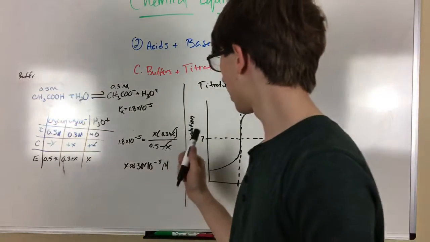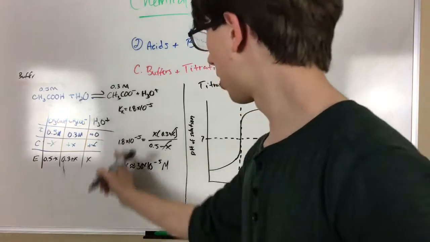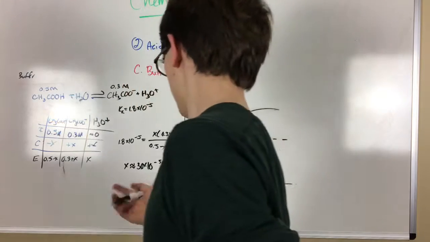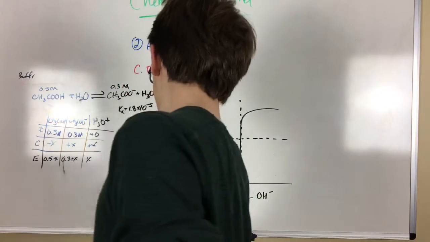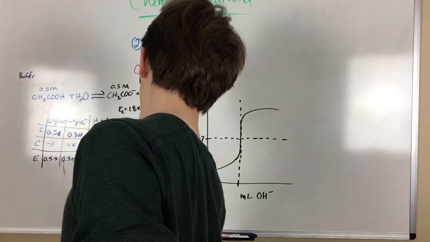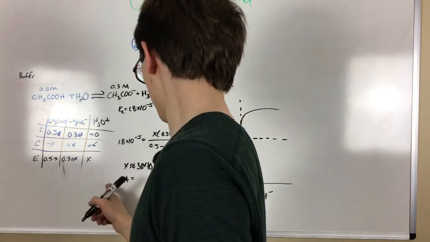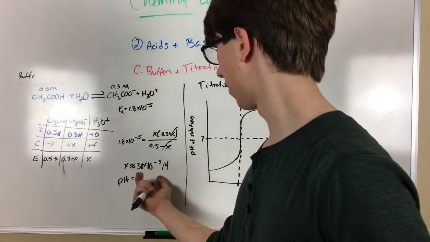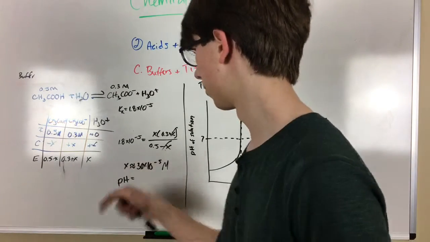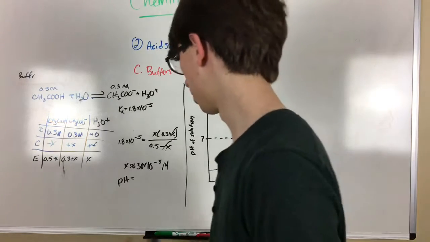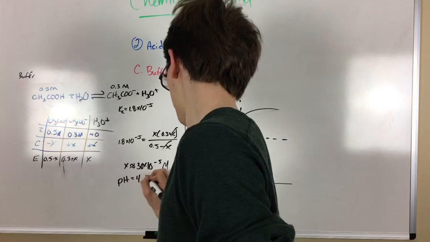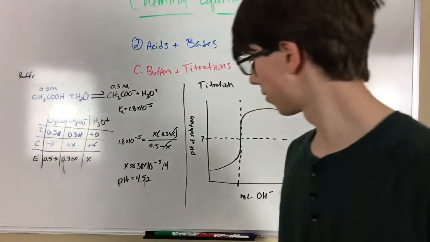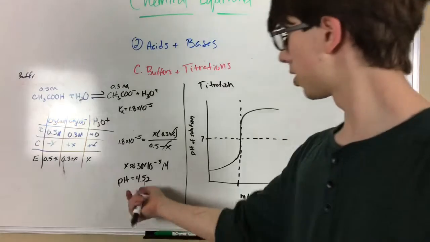So what we are saying here is that our concentration of hydronium is 3.0 times 10 to the negative 5, which means our pH is going to be the negative log of this, 3 times 10 to the negative 5, which is just 5 minus the log of 3, which is a little bit less than 5, so around 4.52. And so our pH is about 4.52.